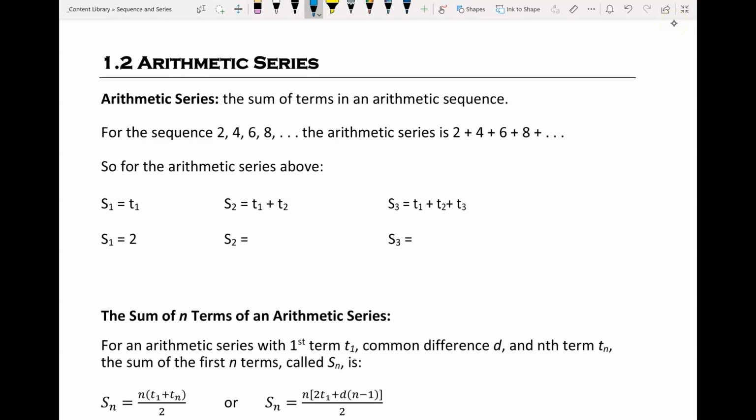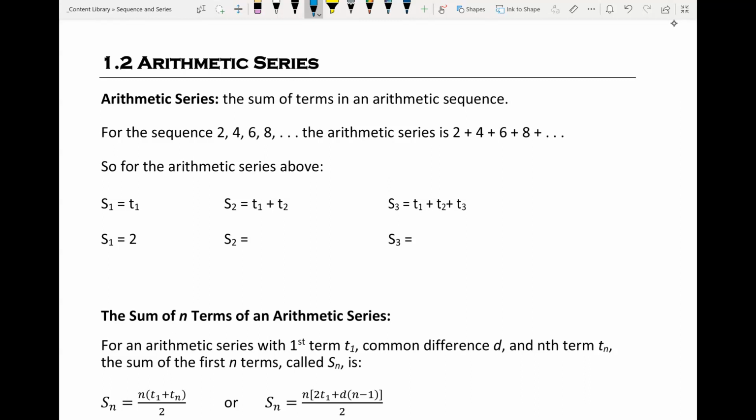And last lesson we learned about the arithmetic sequence. And this lesson we're going to learn about the arithmetic series. So a sequence is a pattern, but when we're talking about the series, it's a sum of terms. More specifically, an arithmetic series is the sum of terms in an arithmetic sequence.